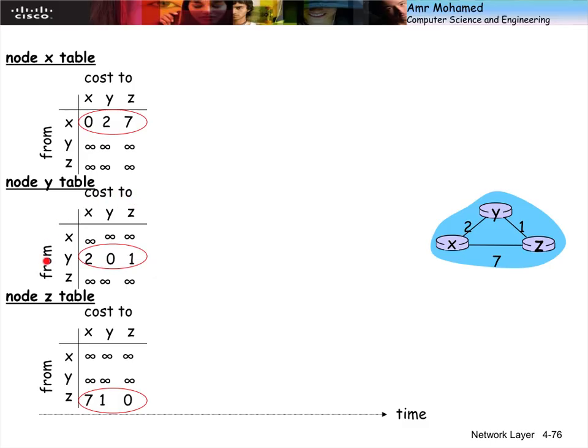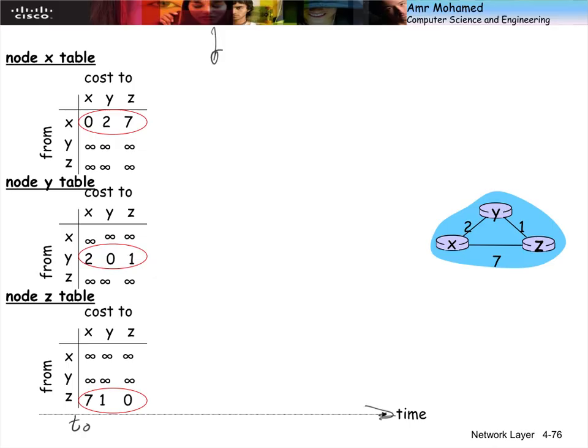So this is the view at node Y. Node Y knows that the cost to X is 2, the cost to Z is 1, and the cost to itself, of course, is 0, okay? But it has no information from others. This is at time 0. So here, there is the time aspect. This is at time 0, okay?